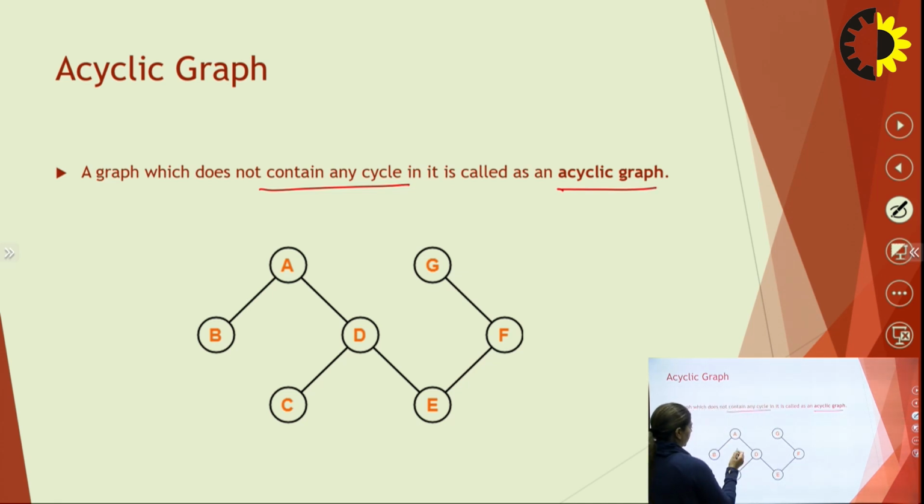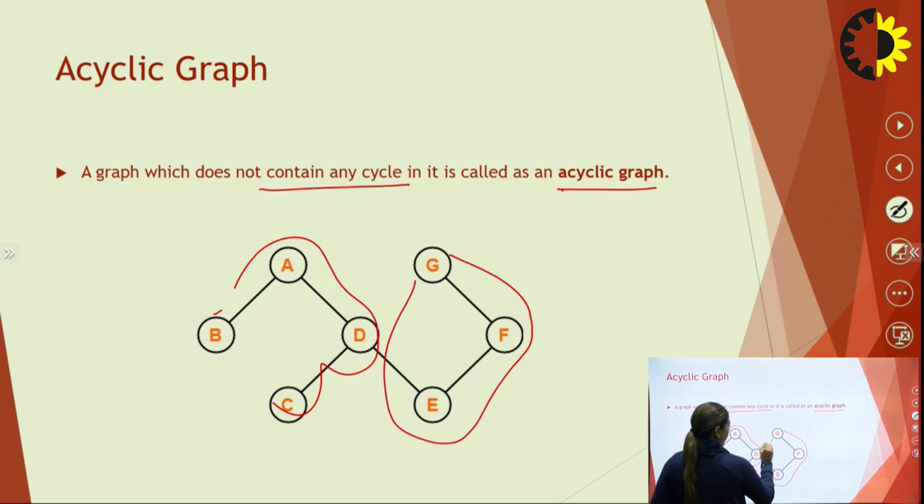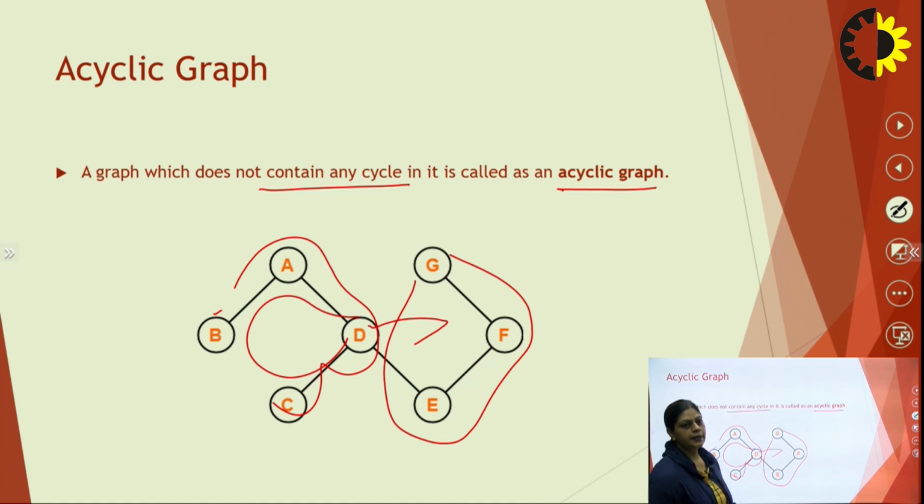See, you pick any pair. Suppose we are starting from B. From wherever we go, we are not able to come back to B. From wherever we go, we are not able to come back to G, right? Any vertex. D, no way to come back to D, this side also. That means there is no cycle in this, that is an acyclic graph.